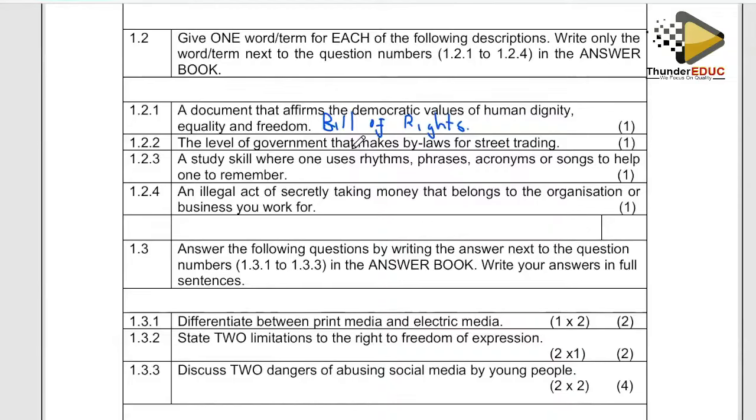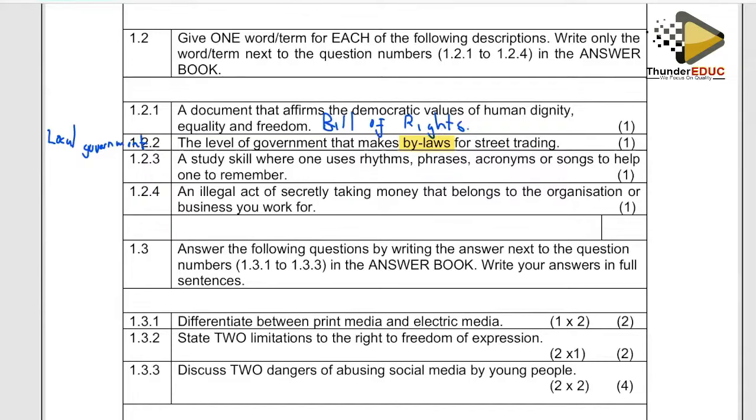Then 1.2.2, the question reads, the level of government that makes bylaws. So our key term, I need to highlight the key term. I think you have local government. So municipalities or local governments are responsible for coming up with bylaws. So for 1.2.2, our correct answer is local government. That is the level of government which is responsible for that.